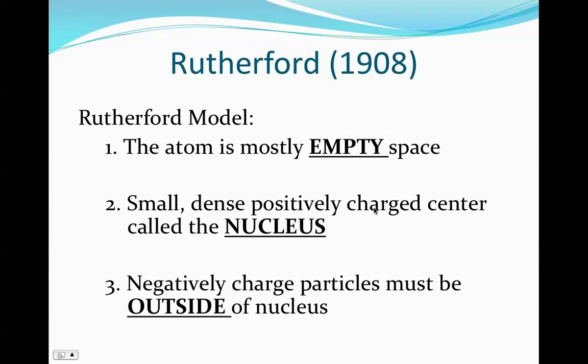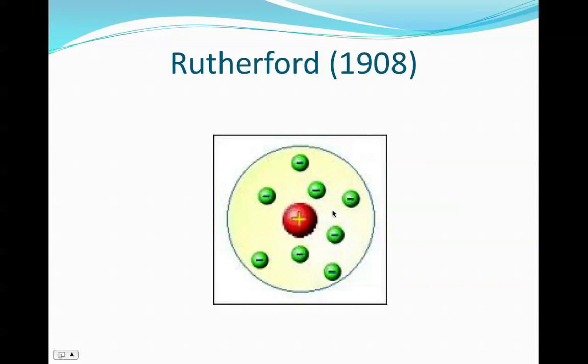So this led to his model, which is that the atom is mostly empty space, which came from the alpha particles that were passing through, and that there was a small, dense, positively charged center called the nucleus. That was where those alpha particles were deflecting off of. And then he was able to summarize that the negatively charged particles must be outside the nucleus, because the nucleus was going to be positive, given the deflection of those positive alpha particles. So this is a general idea of what Rutherford's model would have resembled, with a dense positively charged nucleus and those negatively charged particles on the outside of it.